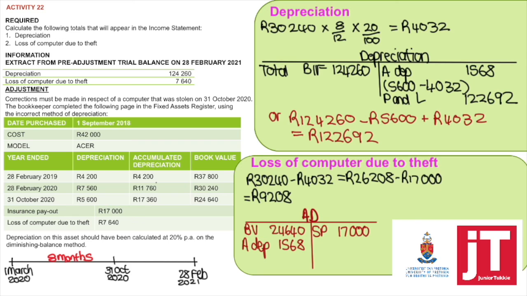The second way, we take the book value, 24,640, we add 1,568, the amount, the difference with the depreciation. On the credit side, we have the selling price, 17,000, and that will equal a loss of 9,208. Again, the way in which you get to the answer doesn't matter. So be aware of these type of adjustments.